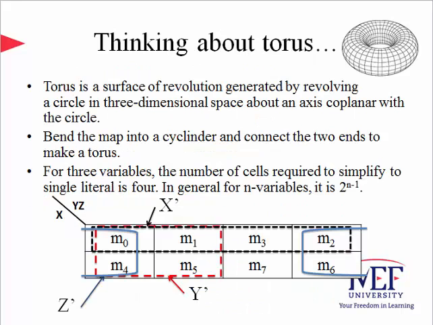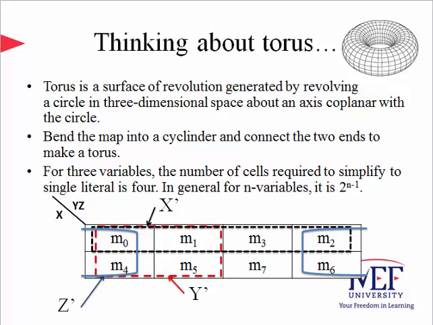Karnaugh maps should be taught as a three-dimensional object called a torus rather than a 2D table when making these groupings to find the right set of rectangles, just as we have done in the previous slide. A torus is a surface of revolution generated by revolving a circle in three-dimensional space about an axis coplanar with the circle. Similar to the previous example, here I show the complements of the literals x, y, and z. The complements of x and y are easy to see in a two-dimensional plane. To be able to see z prime, or the inverse of z, we need to think of the map as a three-dimensional torus. In that case, minterm cells m sub 0 and m sub 4 become adjacent to m sub 2 and m sub 6.